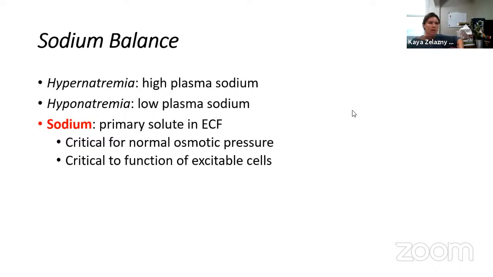Okay, back to sodium. Sodium is our primary solute in our extracellular fluid, right? It's one of the main things we track, and it's really important for our normal osmotic pressure. So we've talked a lot about how proteins affect oncotic pressure, being osmotic pressure specifically caused by proteins. But most of the time, a lot of the osmotic pressure is because of sodium.